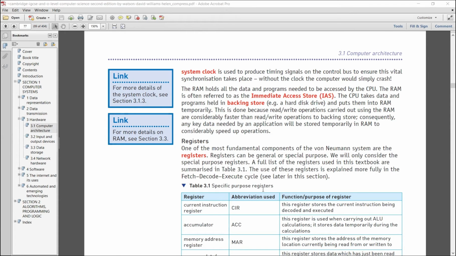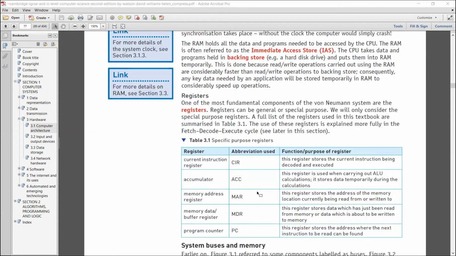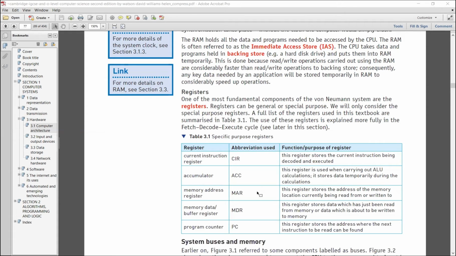Third thing is the registers, and here you need to know the purpose of the different registers. For this purpose also, I'm giving you a hint. You need to actually remember the CIR, current instruction register. One more suggestion: if you think you can't remember the complete full form of the different registers, no worries, you can simply write down the short form also.